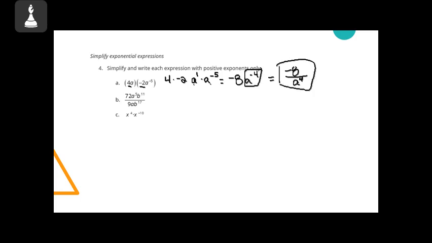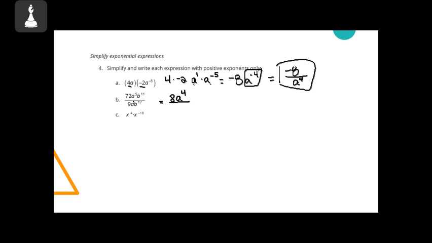Okay. Next one, I'm going to go piece by piece. So 72 divided by 9 is 8. And the larger number was on top, so my answer is going to go on top. Now I'm going to work with a's. I have 5 a's on top, 1 a on bottom. There are more a's on top, so 5 minus 1 leaves 4 additional on top.